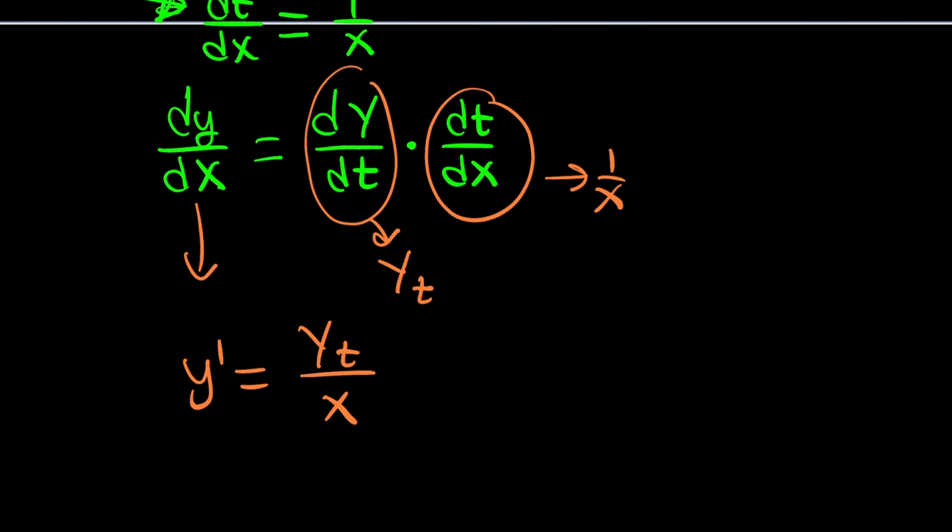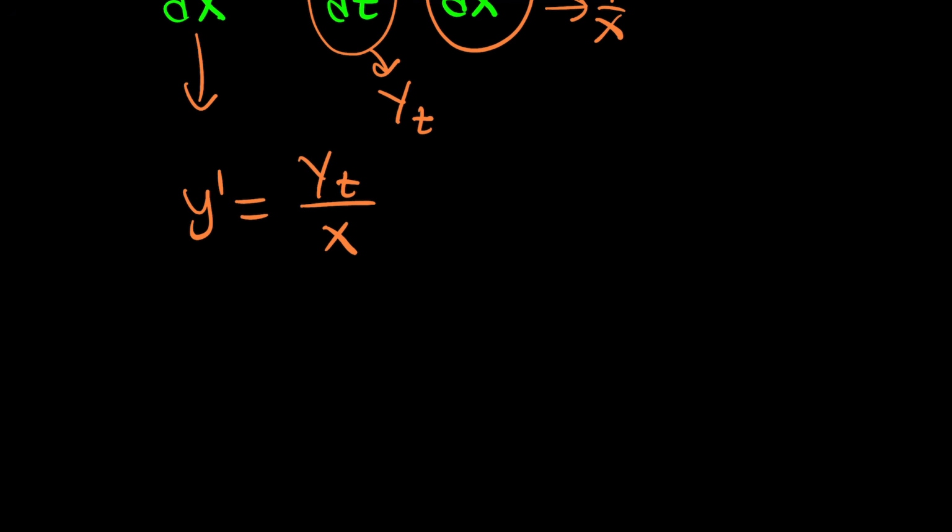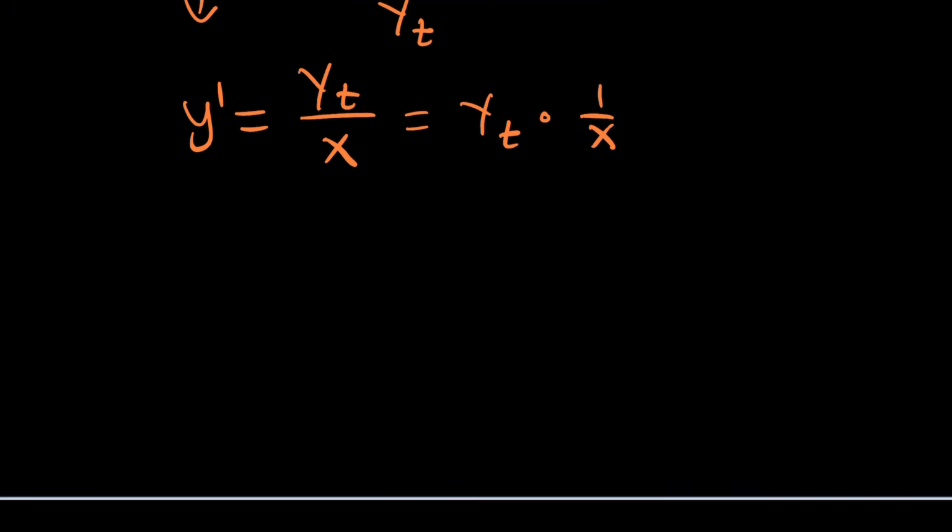Now here's what we're going to do. From here, we're going to compute the second derivative. Why? Because we need that, right? In our original problem, remember, we have the second derivative. So if you differentiate both sides, of course, in this case, you need to use the product rule. You can think of this as big Y of t times 1 over x. We need to use the chain rule, right? Or the product rule. Let's go ahead and differentiate both sides.